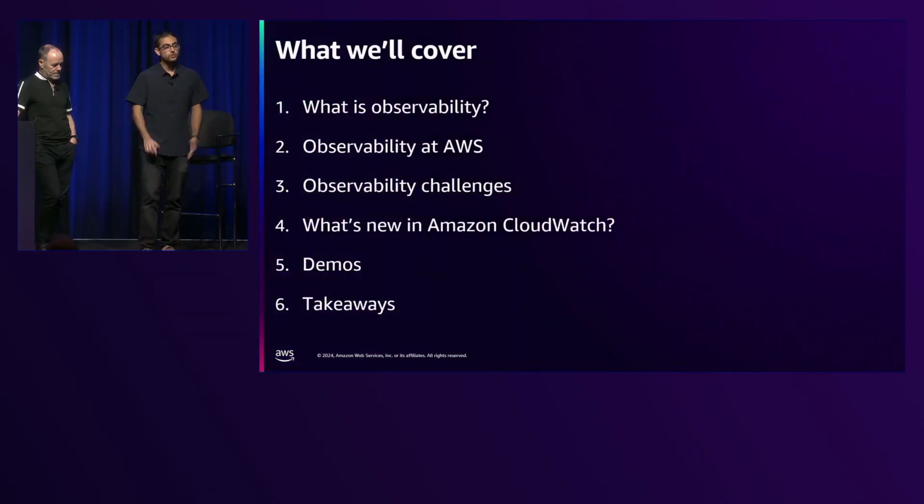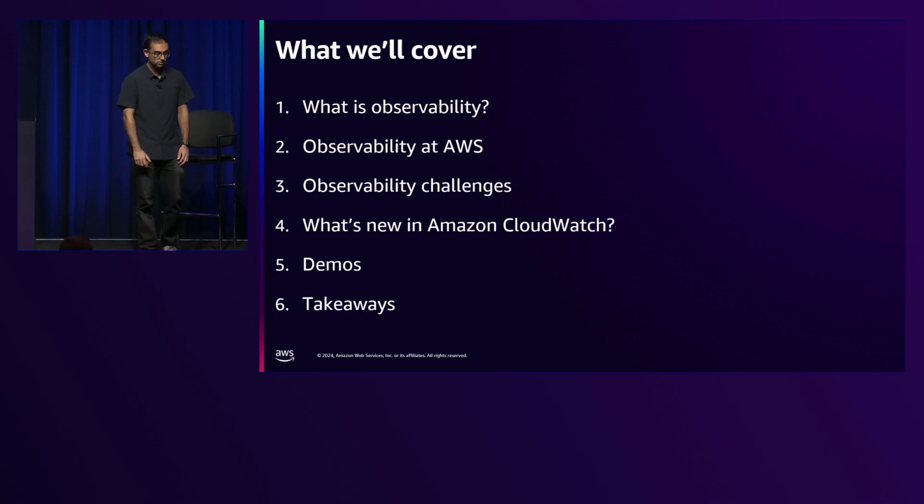Here's a quick overview of what we'll cover today during this talk. We're going to talk a little bit about what is observability. We're going to talk about observability at AWS, some of the common challenges that we've heard from customers like yourselves. We'll talk about all the new things that we've launched in Amazon CloudWatch to hopefully help with some of those challenges. Mike here is going to take you through some wonderful demos, and then we'll wrap it all up with some takeaways.